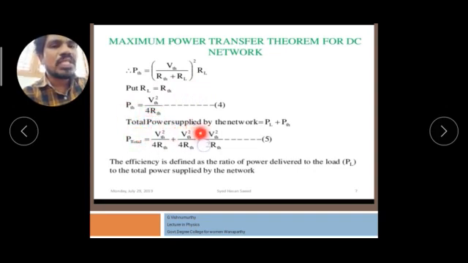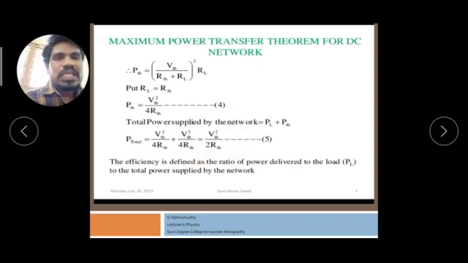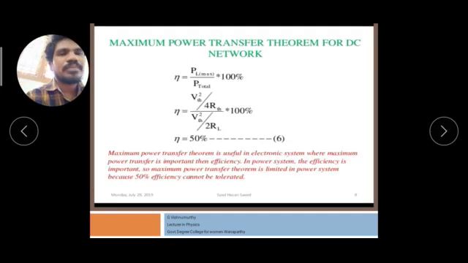So the total power supplied by the network is equal to PL plus PTH. So PT total is equal to V square TH by 4 RTH plus V square TH by 4 RTH. That is equal to V square TH by 2 RTH, and it is also denoted as V square by 2 RL. So the efficiency is defined as the ratio of power delivered to the load, that is PL, to the total power supplied by the network.